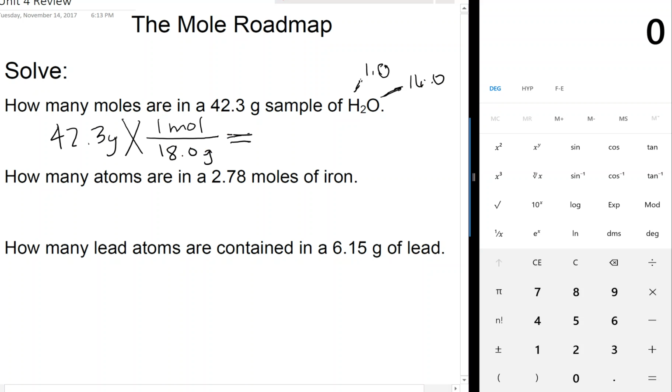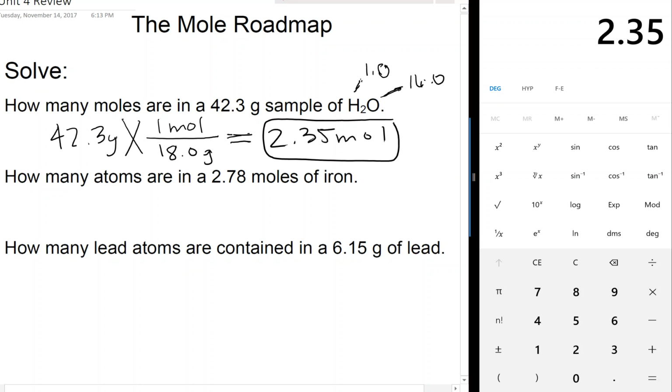When we plug that into our calculator, 42.3 times 1 divided by 18.0, we get 2.35 moles for our final answer.